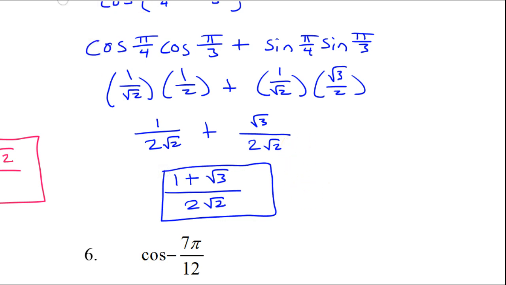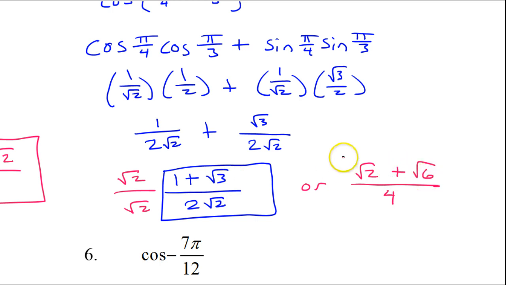Or I could rationalize the denominator by multiplying the numerator and the denominator by radical 2. In the denominator, I'm going to get 4. And distributing this radical 2, radical 2 times 1 is radical 2. Radical 2 times radical 3 is radical 6. So this is the other form of the answer where we have rationalized the denominator.